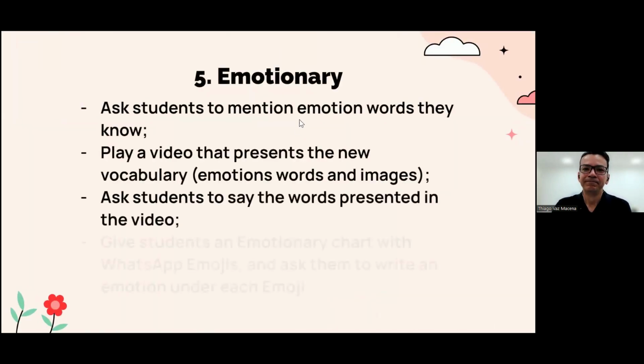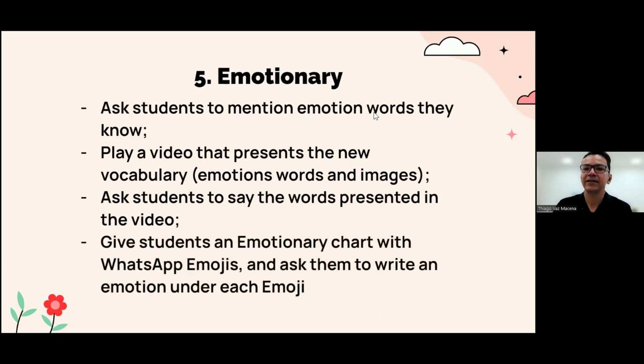First of all, I start the class, of course, with a social emotional word. I ask students to mention any emotion words they know while I write on the board. It's a brainstorming. You can do this also using Mentimeter. I know some digital tools that are free to use and really cool to do with your students in class. And then I play a video that presents new vocabulary, which is related to emotion words and images. There are many videos on YouTube that are available for you to do that.